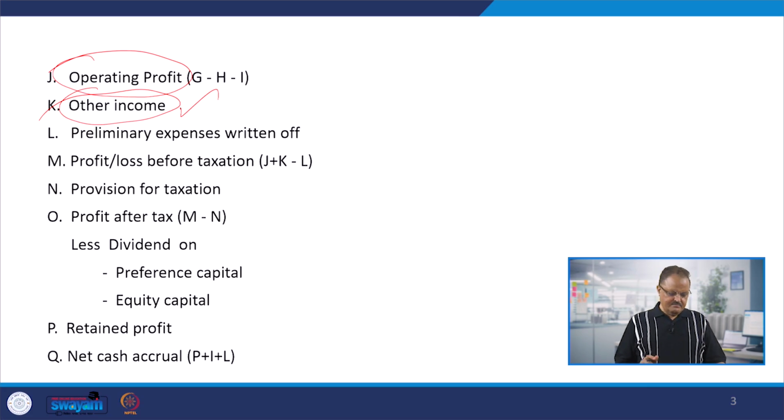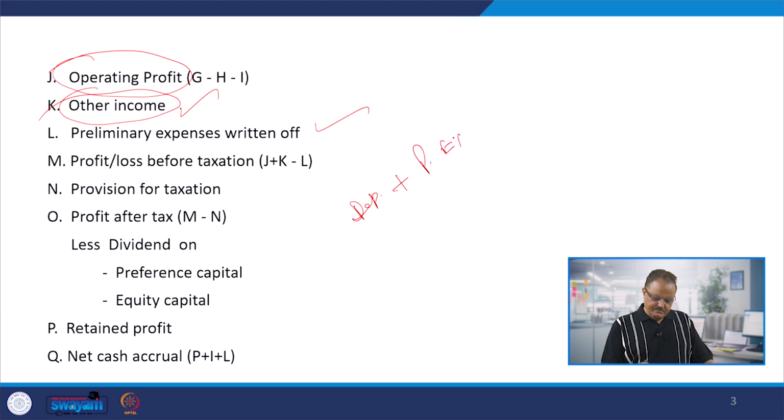And from that, the total operating income which we have calculated, the operating profit, if other incomes are there, we will add up the other incomes, and then we will be subtracting the preliminary expenses. Preliminary expenses are basically non-cash expenses. Two expenses are non-cash expenses. One is the depreciation, this is a non-cash expense, and the second one is the preliminary expense. This is also a non-cash expense. We call these two expenses the non-cash expenses. Why? Because no cash moves out because of these expenses.